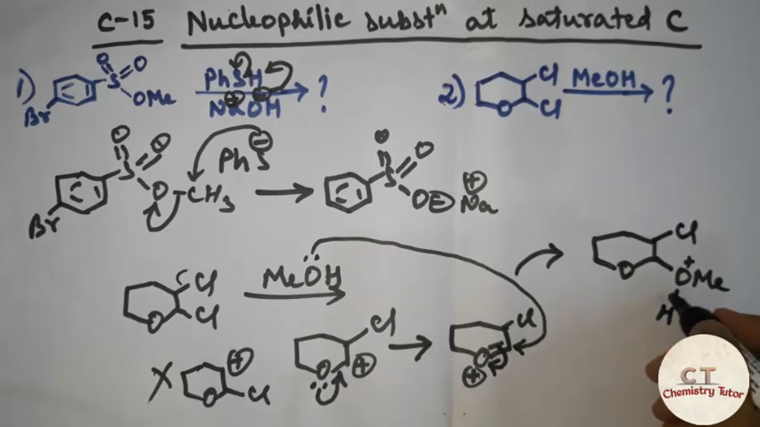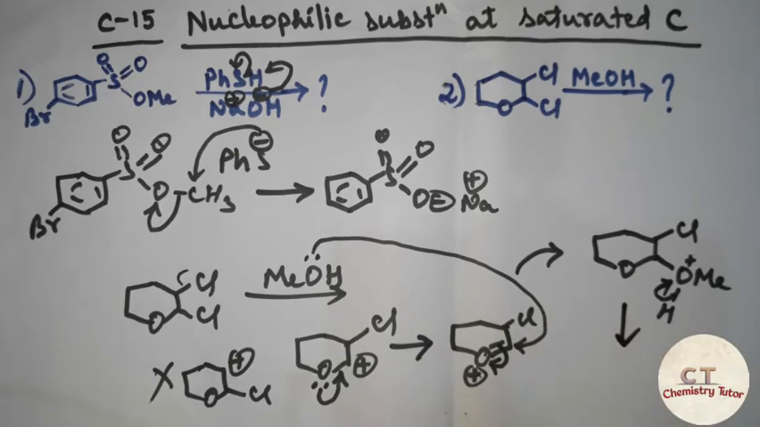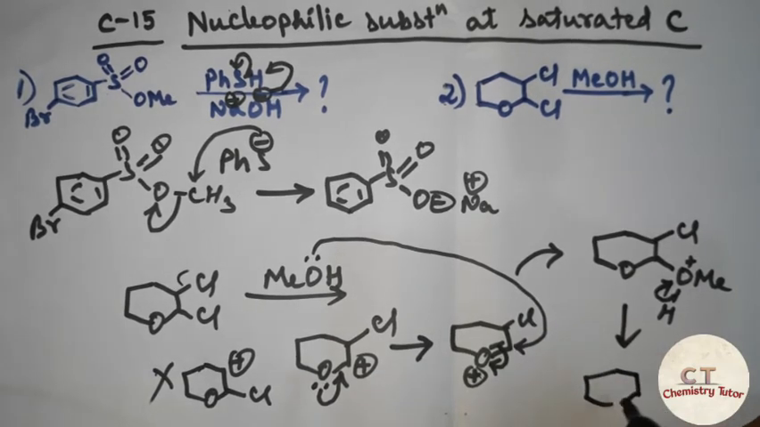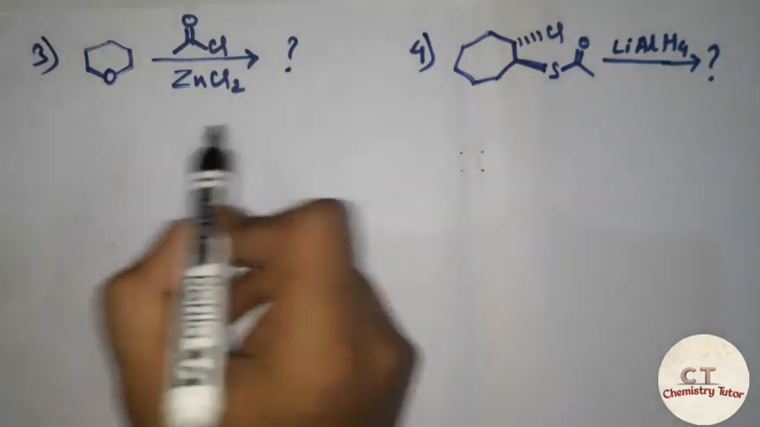And in the next step workup will take place, this H plus ion will leave, and it will give us our final product as OMe and Cl. Okay, this will be our final product. Now let's move on to our next question.